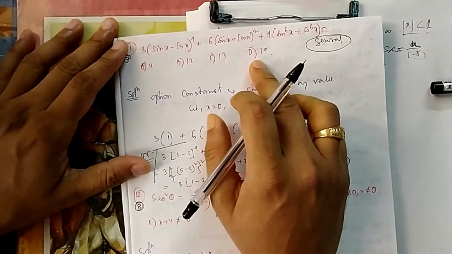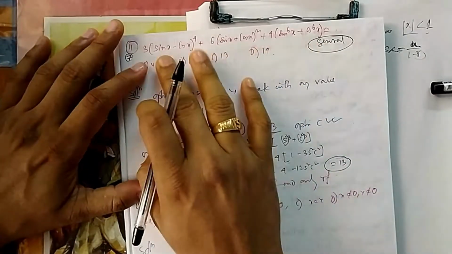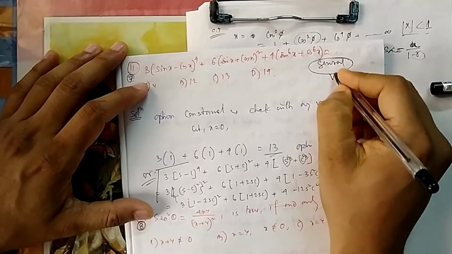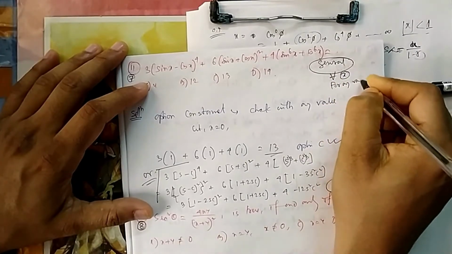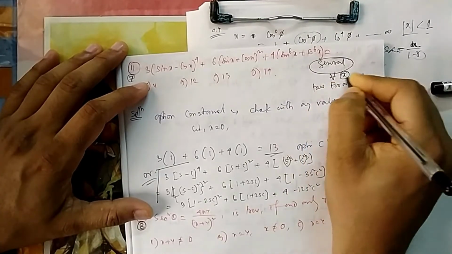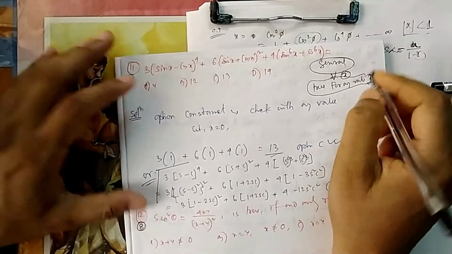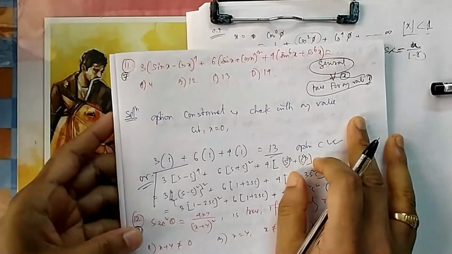If you feel that the question is a general question, you can take any value. For the general approach, what should be the idea? The statement should be true for any value of the variable. Or if it says for all values of x, that is also the same statement.